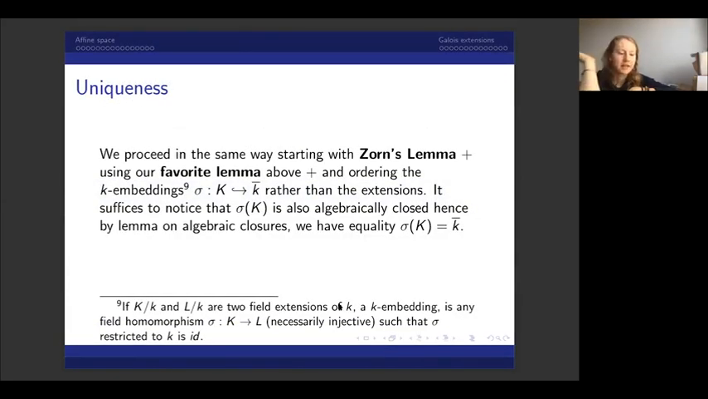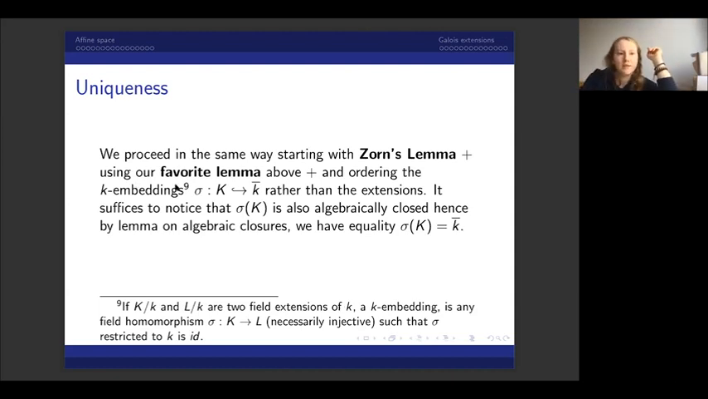So we have proven existence, right? And now we want uniqueness. We don't want two algebraic closures running around, right? So we proceed the same way, starting with Zorn's lemma, and here comes our favorite lemma again. And then you have to do some ordering of the K embeddings, right?